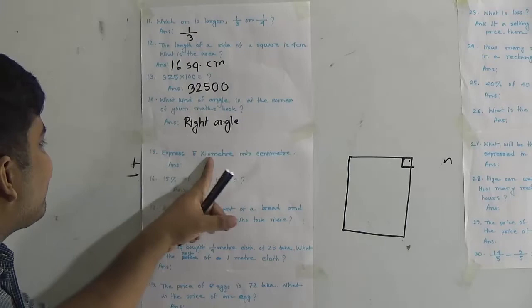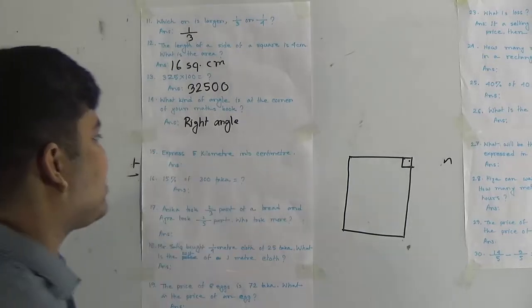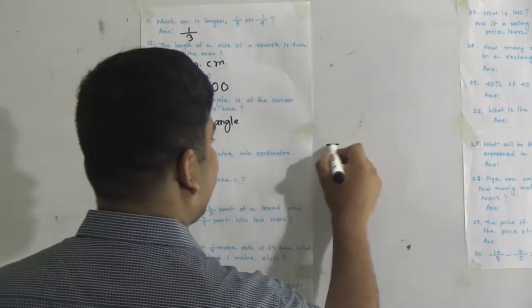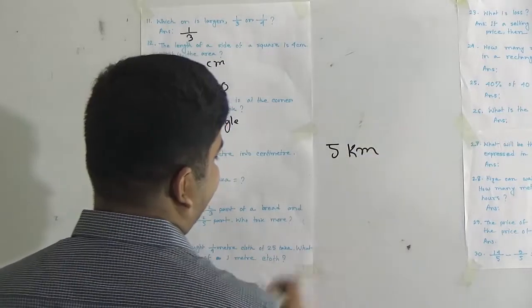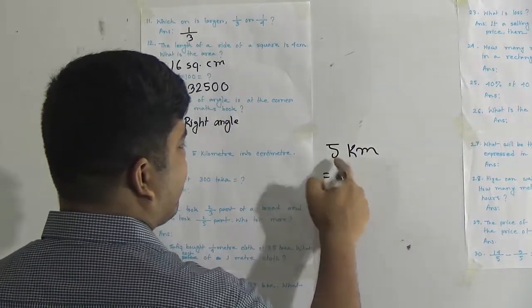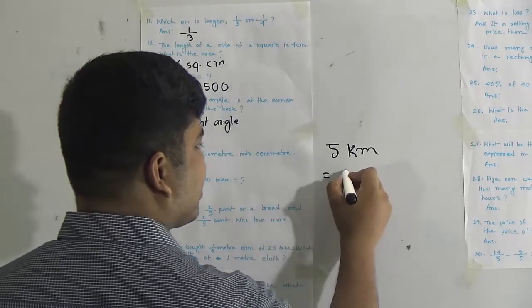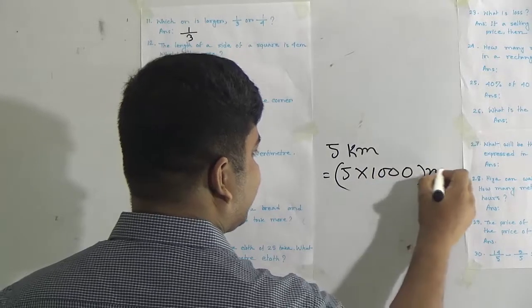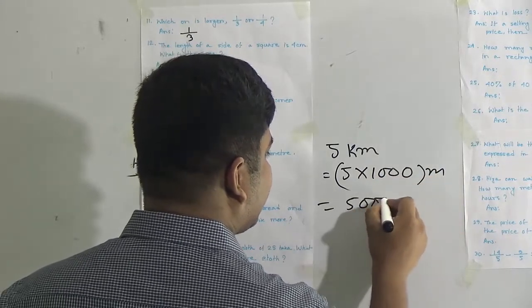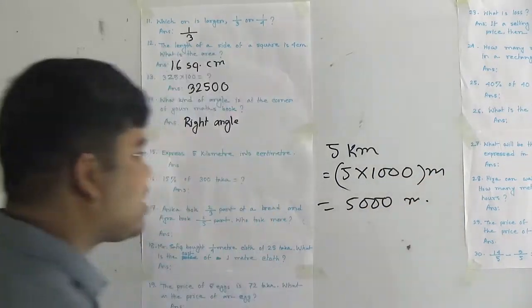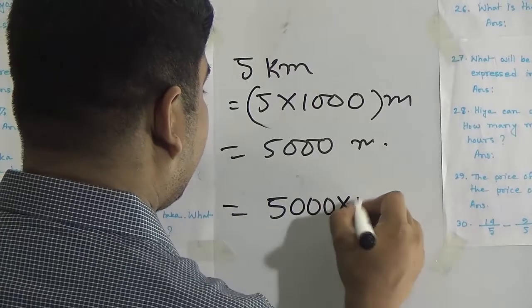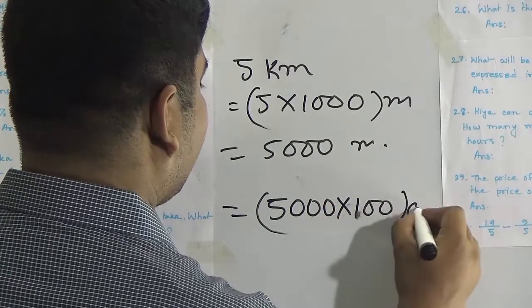Number 15, express 5 kilometer into centimeter. My dear student, here 5 kilometer. So at first we convert this 5 kilometer into meter. So 5 into 1000 meter. Then it will be 5000 meter, and we also know that 1 meter equals 100 centimeter. So we multiply this 5000 with 100, and now centimeter.